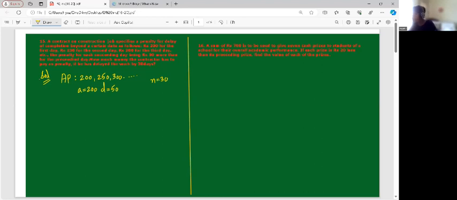Which formula is used? This formula we have to use: Sn is equal to n by 2 into 2a plus n minus 1 into d. Replace all the values here and get the answer. Whatever the situation is given, we have to frame it in AP form, then we will get the answer.